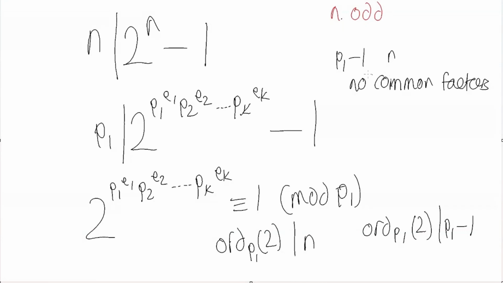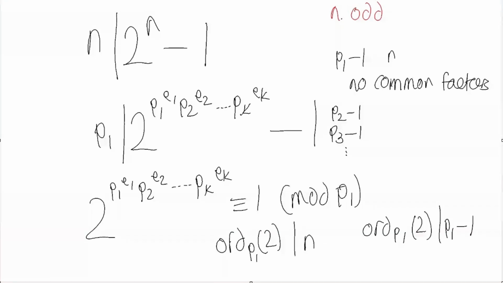But unfortunately, this is not always true, because if n is 21 and P1 here is 7, then these two have a common factor of 3. So how can we fix this? Well, the good news is that we have so many primes to work with. So we have P2 minus 1, P3 minus 1, and so forth. And we want to prove that at least one of these has no common factors with n.